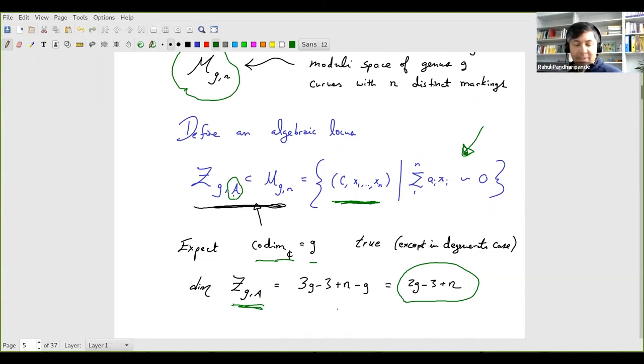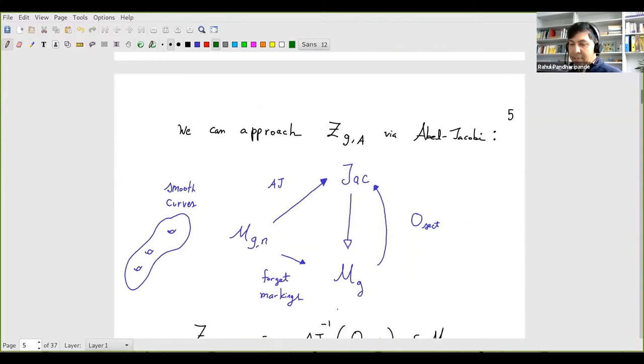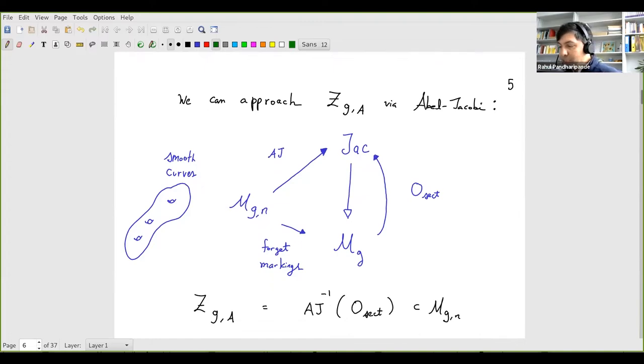So then we're going to come to what Sasha was pointing out. We can approach this locus via Abel-Jacobi theory. That's the classical approach to this locus. So here's the moduli space of curves without any points. And then we have the moduli space of curves with points. And this map forgets the points. Then there's a Jacobian. This is the Jacobian of the degree zero line bundles. It's the object that came in the classical discussion, and it has a zero section. It's given by the trivial bundle.